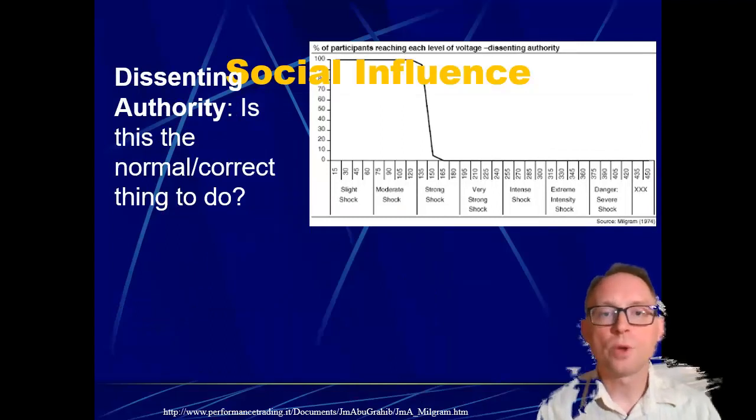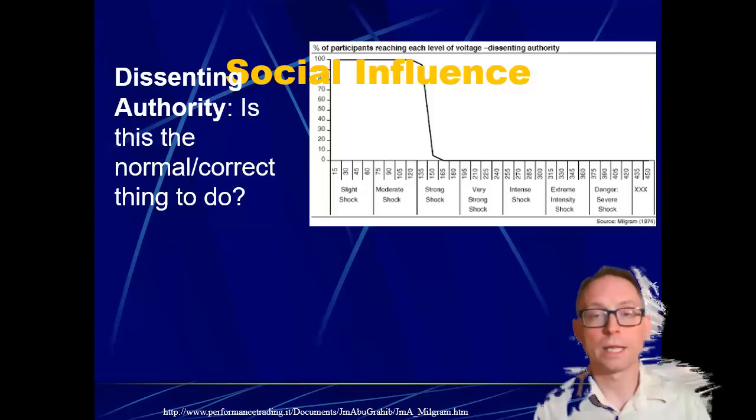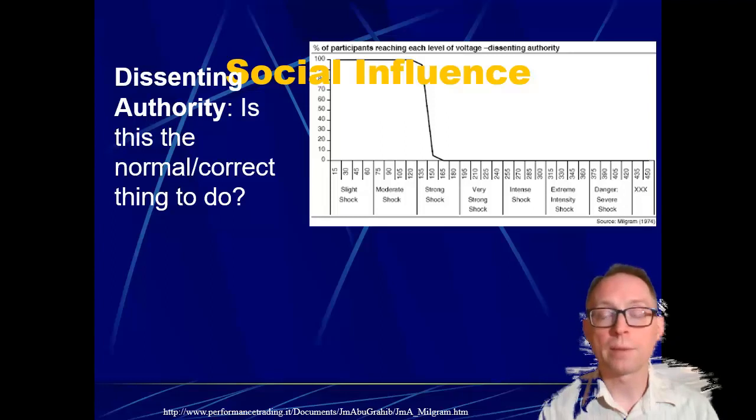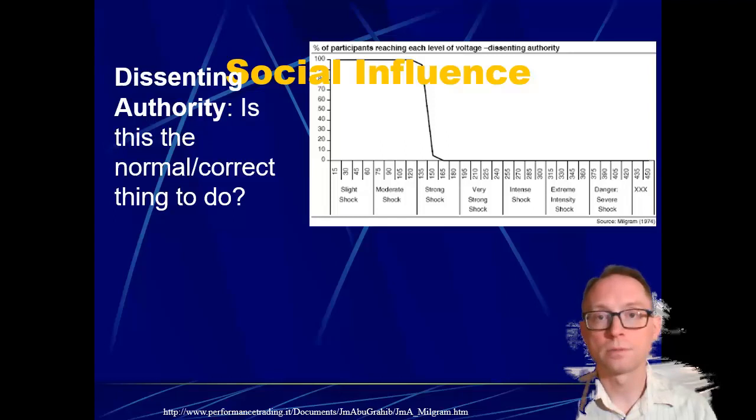If you have a dissenting authority figure, so here's how they do that. Instead of having one guy in a lab coat in the room, you have two guys in the lab coat in the room. One of the guys in the lab coat says, you know what, I think we should stop. And the other guy says, no, we got to keep going. If that's happening, then the participants, none of them gave all the shocks.